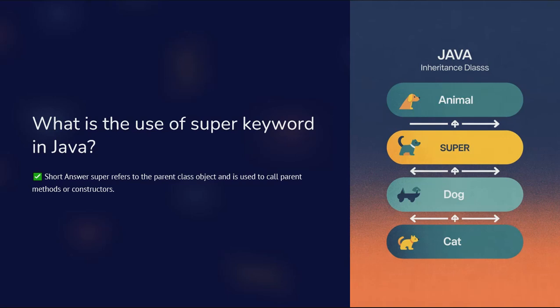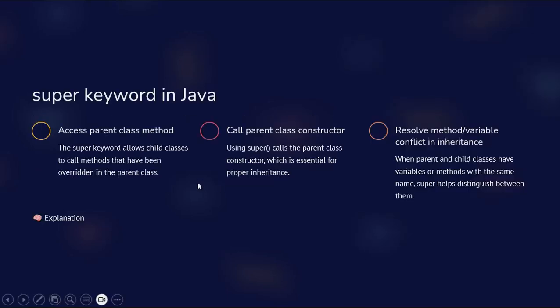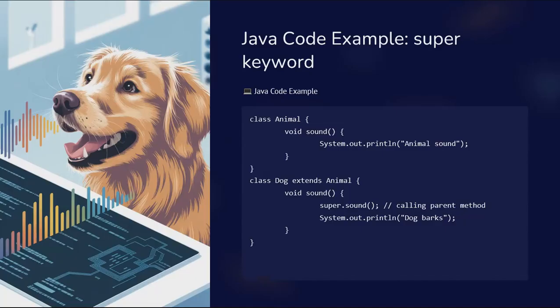Short answer, super refers to the parent class object and is used to call the parent methods or constructors. So it will access parent class method. The super keyword allows child classes to call methods that have been overridden in the parent class. Using super calls the parent class constructor, which is essential for proper inheritance. And when parent class and child classes have variables or methods with the same name, super helps distinguish between them.